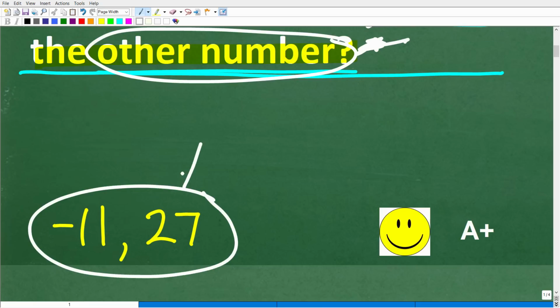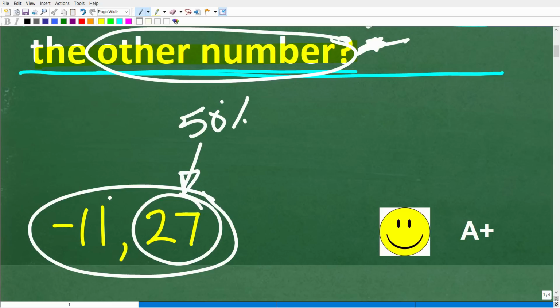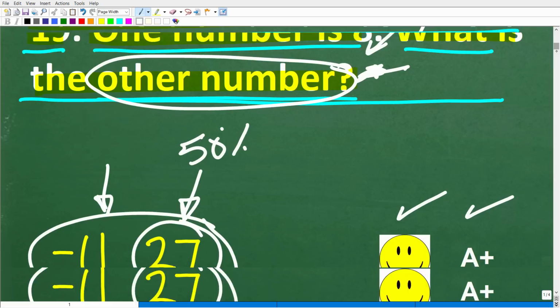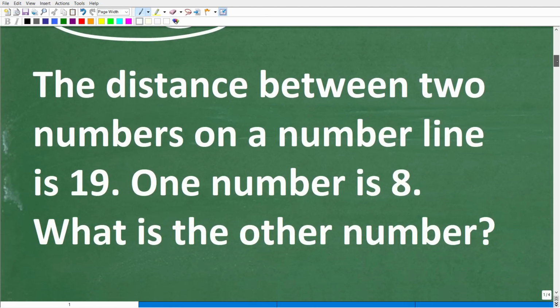Now, I think most people probably guessed 27 as their answer, and that is one of the numbers, but this is only 50% of the total answer. You also need negative 11. All right, now if you got both of these numbers, that is fantastic, and you definitely get a happy face and an A plus. So congratulations, because it seems to me that you know a thing or two about distance between numbers on a number line. All right, now this is not that difficult, and let's go ahead and get into it right now.